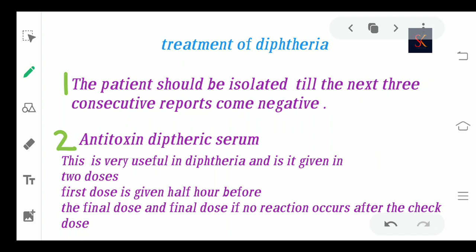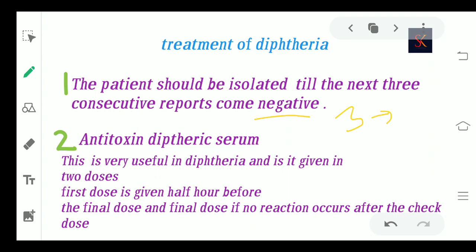Moving ahead to the treatment, the first thing you need to do is isolate the patient till the next 3 consecutive reports become negative. That is something we have commonly seen in COVID also, that we are supposed to isolate the patients and the 3 consecutive reports should be negative, so that we can find that the person is fine now. So here also you need to isolate the patient from other members, and keep him isolated till his next 3 reports come negative.